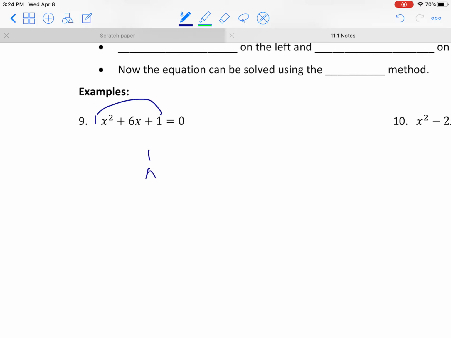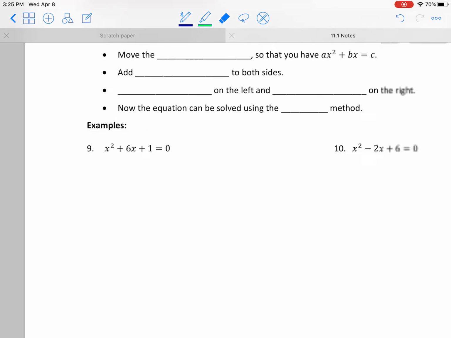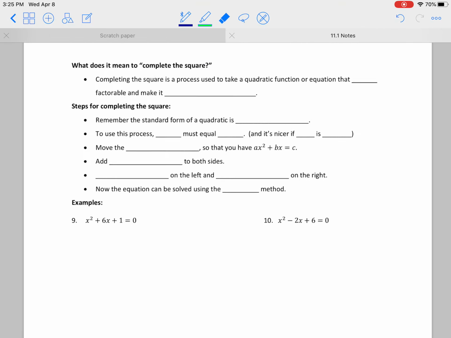Right now we have the square root method as an option, but I cannot square root here and square root here, like that's going to cause an issue. So square root method that we had as an option, not an option. The other option is factoring, but are there going to be factors of 1 that makes 6? No. So if it's not factorable, it's prime. That doesn't mean we can't solve this equation. It just means we can't solve by factoring, okay?